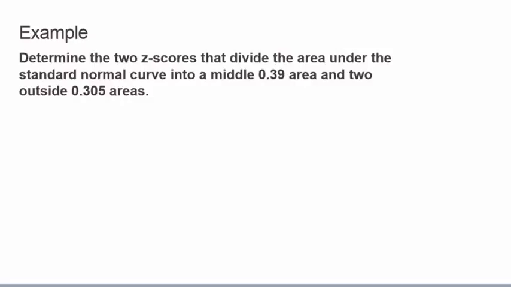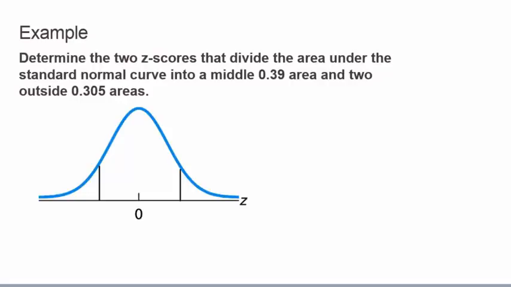Example, determine the two z-scores that divide the area under the standard normal curve into a middle 0.39 area and two outside 0.305 areas. First, I want to draw my standard normal curve. I'm going to have two z-scores, so I draw two lines. The problem says that the middle has an area of 0.39. Then it says that the two outside areas are 0.305. So I have 0.305 to the right of my line and to the left of my line.